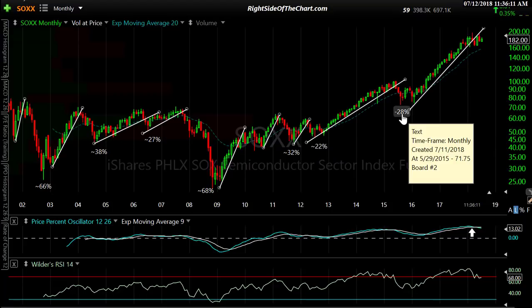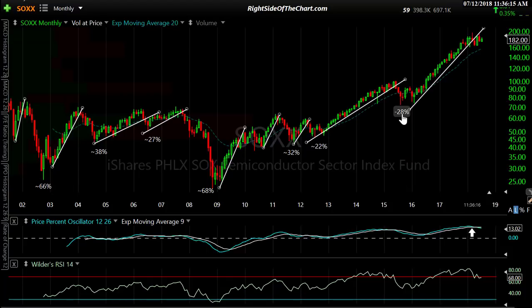That's the last correction that we had. And let's forget about this whole semantics of bull market and bear market. These are just corrections, if you will, within the larger picture. From this point here, this was a bear market in semis. In fact, all the way back from 2001, this point back there to the left of the chart was the highest point up until the low.